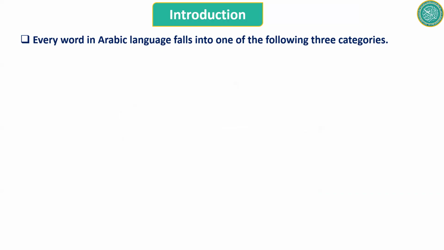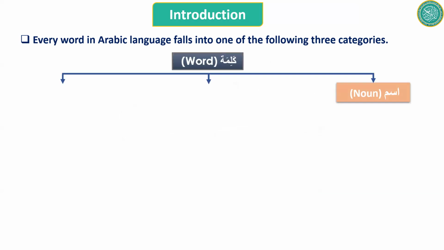I was just repeating that whenever you see an Arabic sentence or an ayah from Qur'an, every word in the Arabic language falls into one of the following three categories. The word will be either an ism, a fail, or a harf. Whenever you see any word in the Quran, it will fall in one of these categories. There is no fourth category.